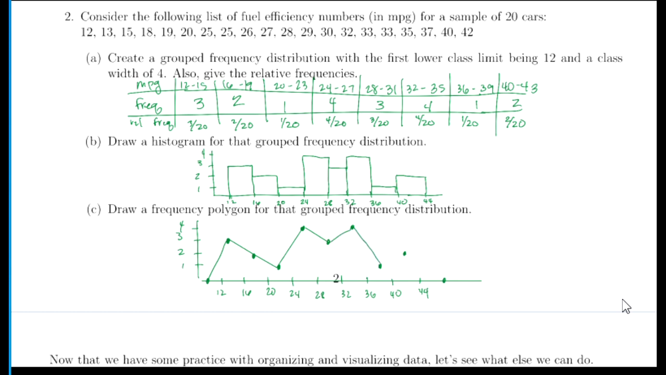So here is the frequency polygon for that distribution. So hopefully you can take that with the one we did in class, or the video from the one we did in class, and repeat that. And let me know if you need any help.